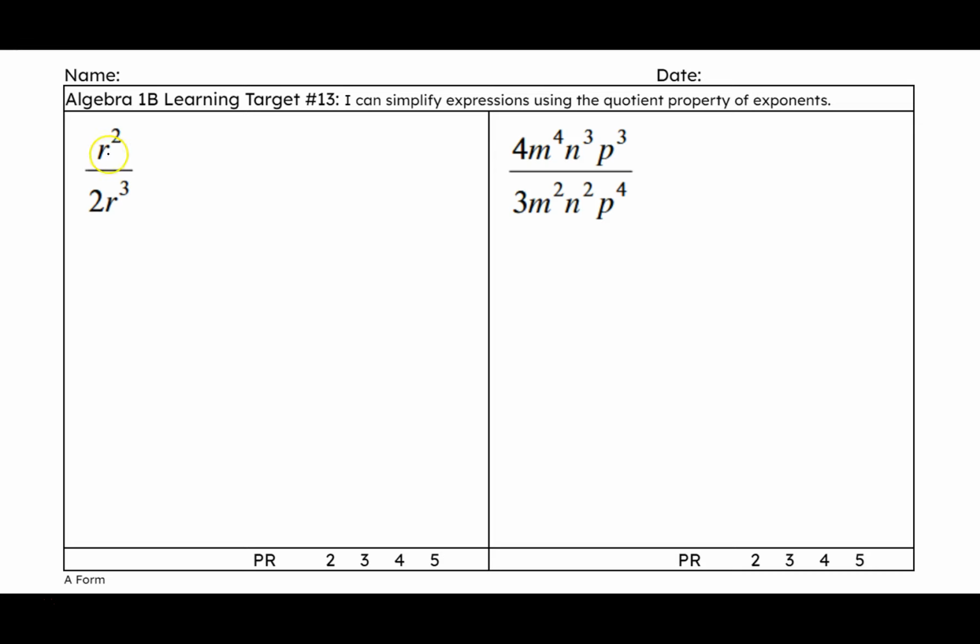So this power number up here, that means multiplied to itself twice. So I'm going to actually write that out. That's going to be r times r. And on the bottom, I've got a 2. And then I've got 3 r's that I'm multiplying all together. 1, 2, 3. All right, relatively simple enough.